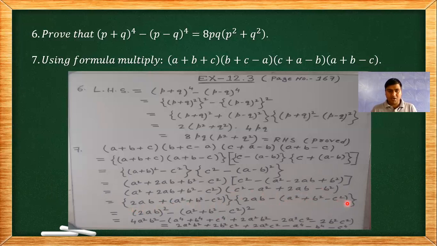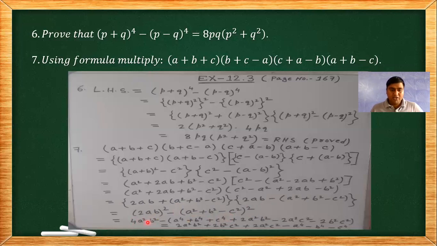So again, this is the formula a plus b into a minus b. So this is (2ab) whole square minus (a square plus b square minus c square) whole square. Now (2ab) whole square is 4a square b square, and (a square plus b square minus c square) whole square. This is the formula of (a plus b plus c) whole square. So now this is not plus c, this is minus c. So we use minus c in place of plus c.